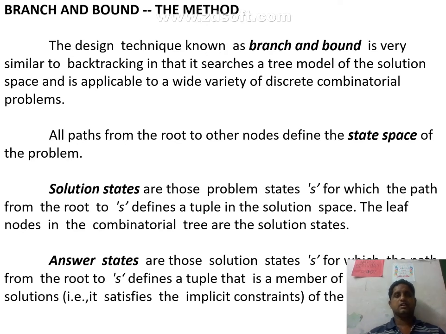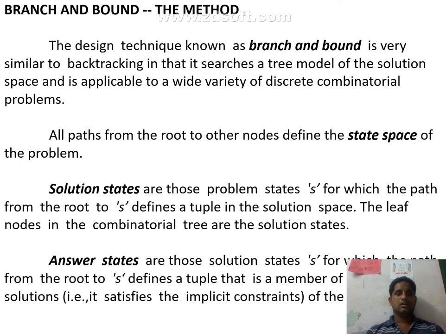Next unit, the fourth unit, is branch and bound. The design technique known as branch and bound is very similar to the backtracking technique. In that it searches a tree model of the solution space and is applicable to a variety of discrete combinatorial problems. So we have to solve different types of problems using the branch and bound technique. It may be the knapsack problem or different types of multiple considerations, whatever we have to perform using the branch and bound technique.